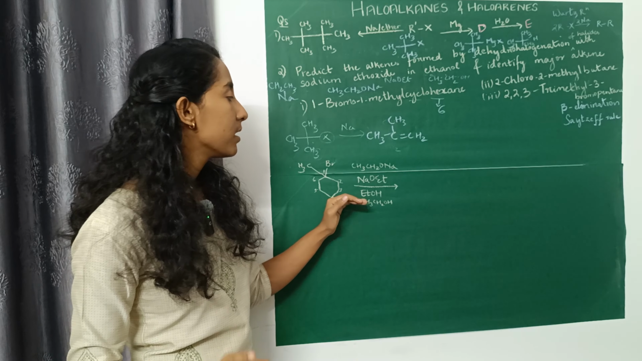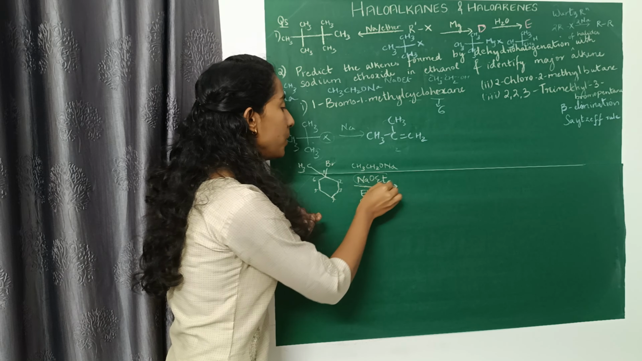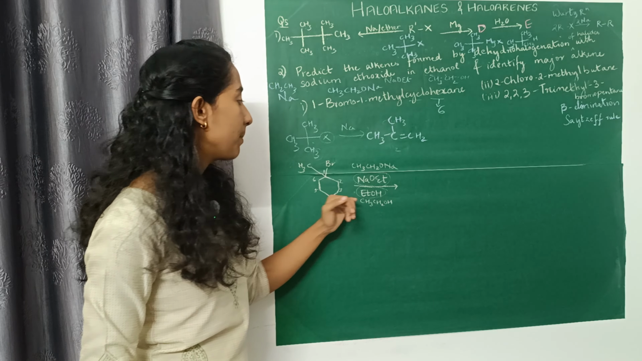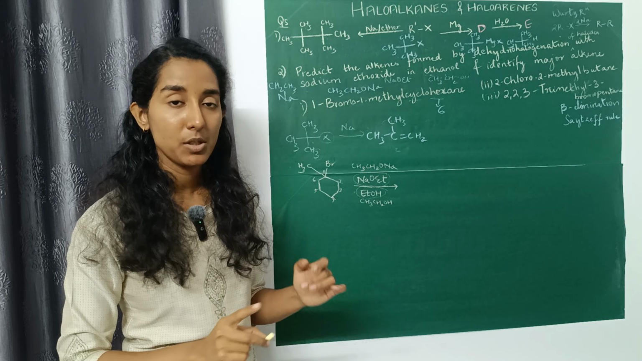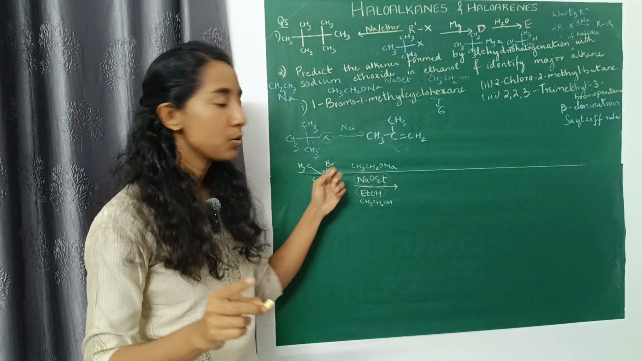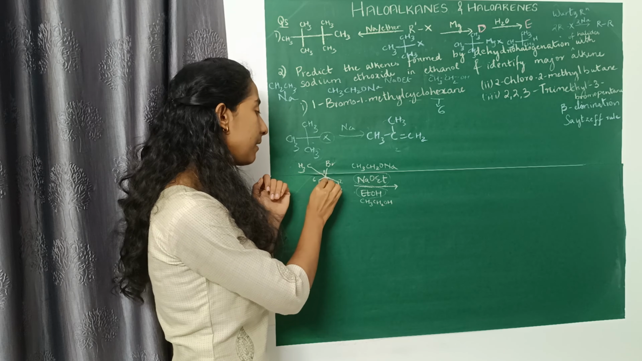What is this reaction? In the presence of NaOEt and EtOH, basically sodium ethoxide in the presence of ethanol, what you get is beta elimination. And what is beta elimination? Here bromine is attached to a carbon atom. Bromine is attached to this carbon atom, so this carbon atom is alpha.